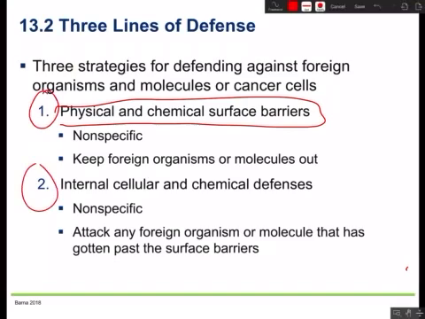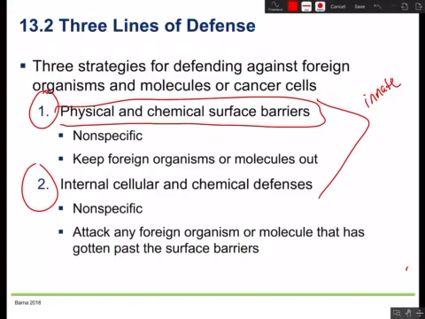Now, if we do pass through this first line of defense, we move on to the second line of defense. This also is non-specific, so there's no training involved. They attack anything foreign. These include specific types of cells and inflammation. When I say specific types of cells, it doesn't mean that it's protecting against specific types of pathogens. It's different types of cells like phagocytes, macrophages, and neutrophils, along with inflammation. We'll talk about some of these things. These first 2 lines of defense are non-specific, and they're also called your innate defenses, meaning you're born with all this.